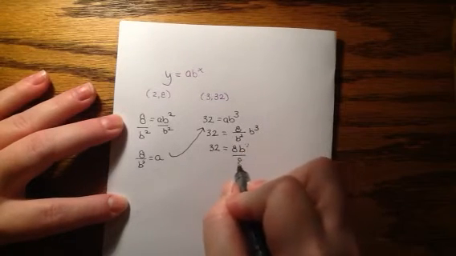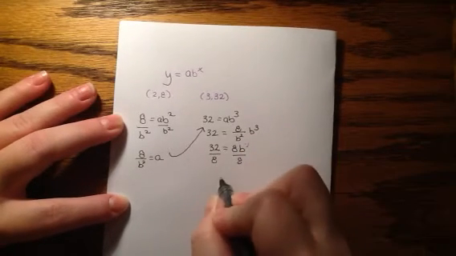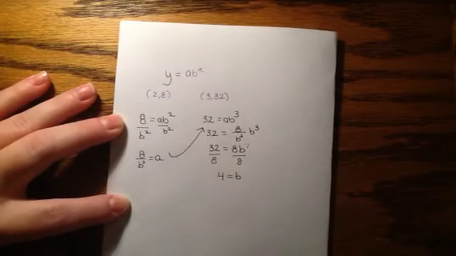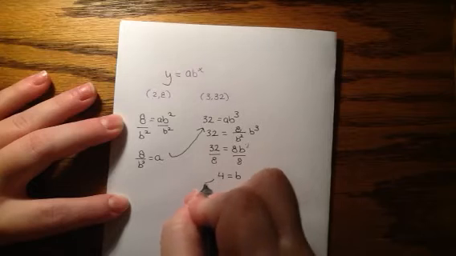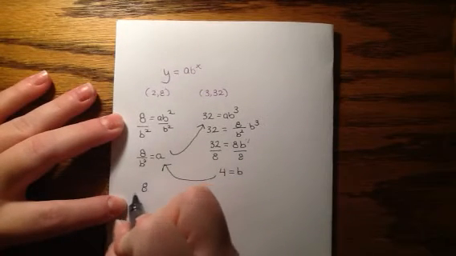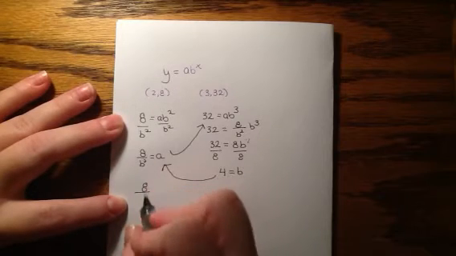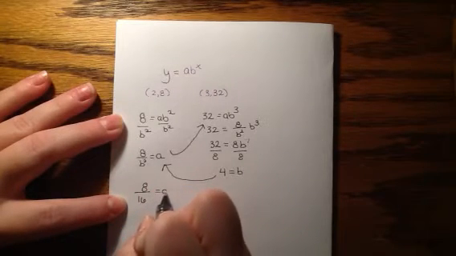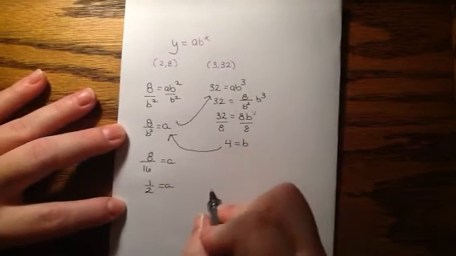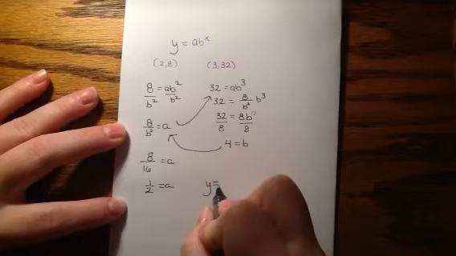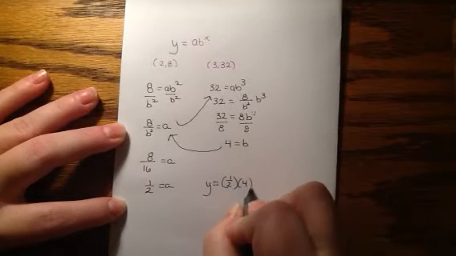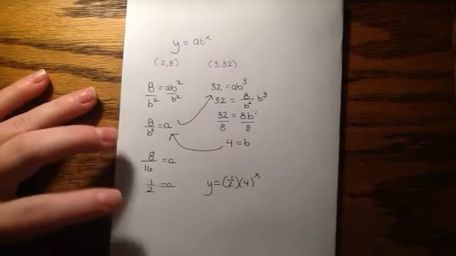So I'm going to divide by 8, divide by 8. 32 divided by 8 is 4. So I now know that 4 equals b. And then I'm going to go back the other way and plug it back in again. So 8 over, when I plug in 4 here, 4 squared is 16. Equals A, so I now know that 1/2 equals A, and for the final step you have to write your equation. Y equals 1/2 times 4 to the x power, and now you've written your exponential.